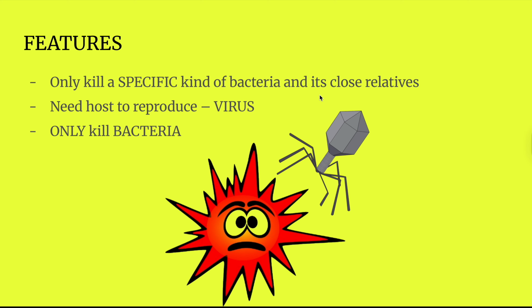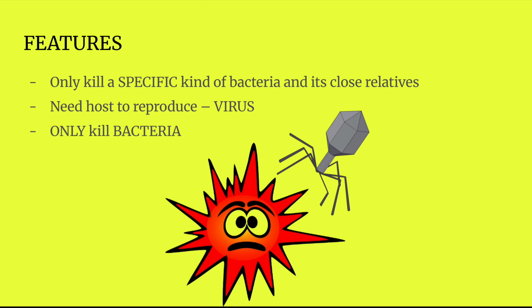More features about the bacteriophage. It is very interesting. They only kill a specific kind of bacteria and its close relatives. So the bacteriophage has a lot of species themselves, like bacteria, which have so many kinds we can't even count them. There are a lot of other kinds of bacteriophages too, and they each have a specific kind of bacteria to kill.